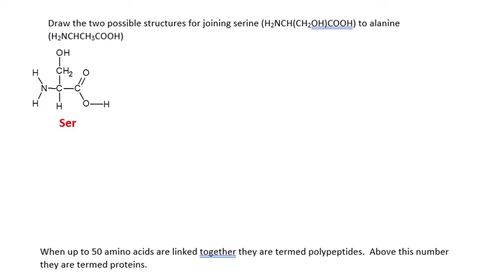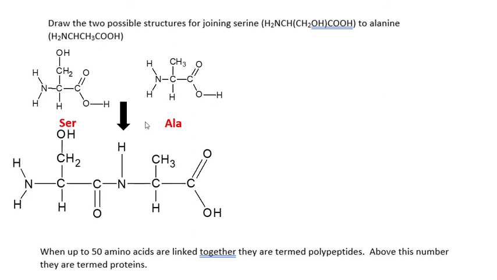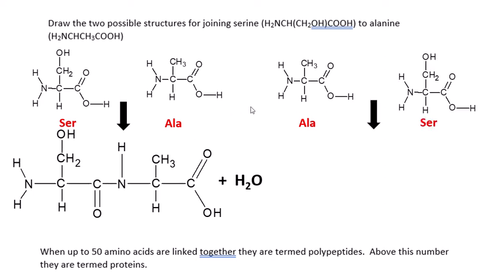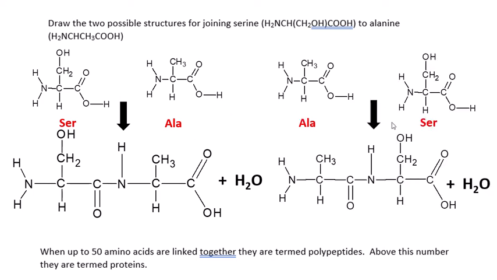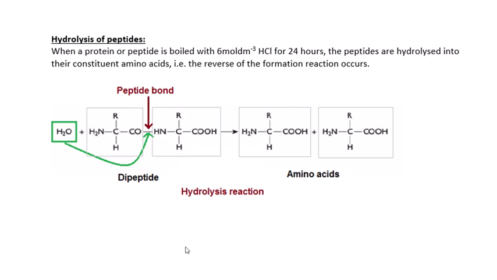So the two possibilities: serine added to alanine, with serine on the left and alanine on the right, they join together with the elimination of water, and again you'll see the two variable groups we showed before. The other dipeptide would be alanine on the left, serine on the right, forming the dipeptide with elimination of water, and you'll notice these two groups reversed. If you link anything up to about 50 amino acids, that's termed a peptide or a polypeptide, and anything above that is usually termed a protein.